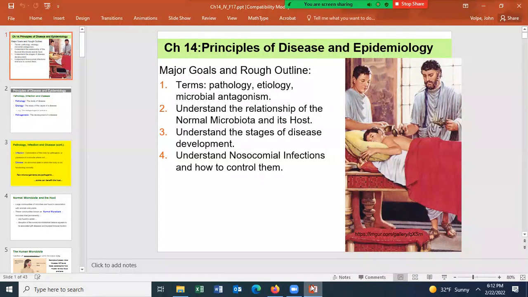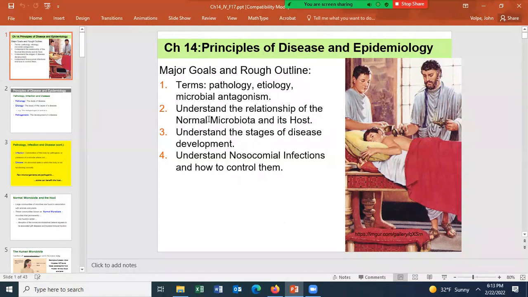Chapter 14, the principles of disease and epidemiology. This slide is introducing the major goals of this chapter and the rough outline. You should know the terms of this chapter. And in this chapter, if you know the terms that are introduced, you're going to learn about 50% of the material for this chapter, meaning terms are very important to chapter 14.